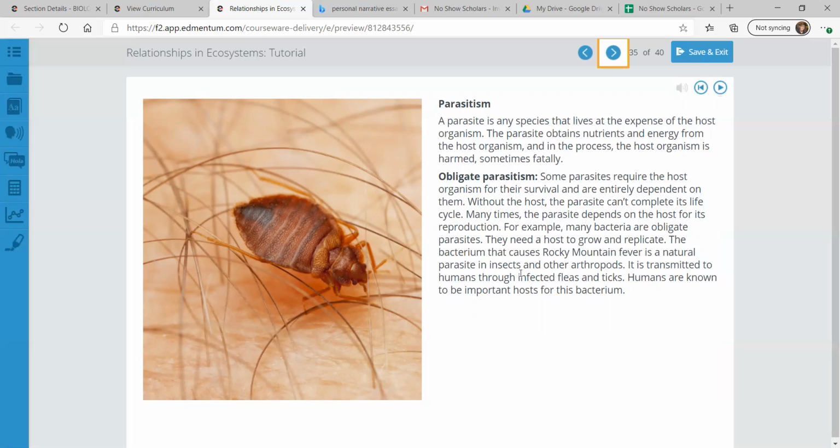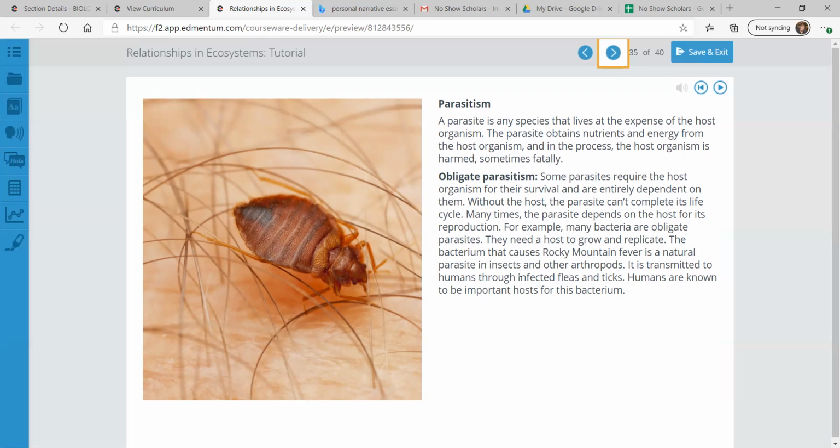Obligate parasitism. This is when parasites require the host for their own survival and are entirely dependent on them. Without the host, the parasite can't complete its life cycle. Many times the parasite depends on the host for its reproduction. For example, many bacteria are obligate parasites. They actually need a host to grow and replicate.